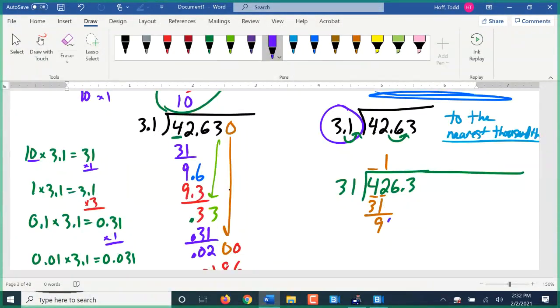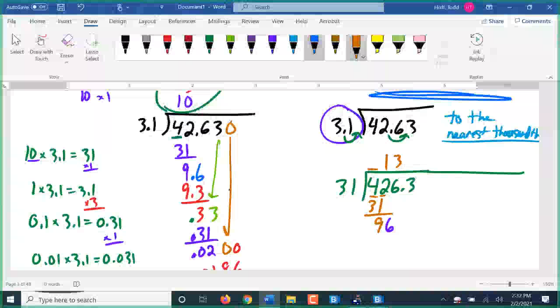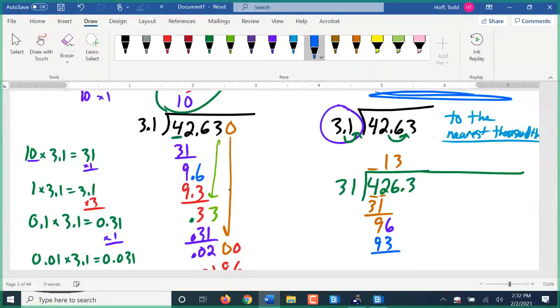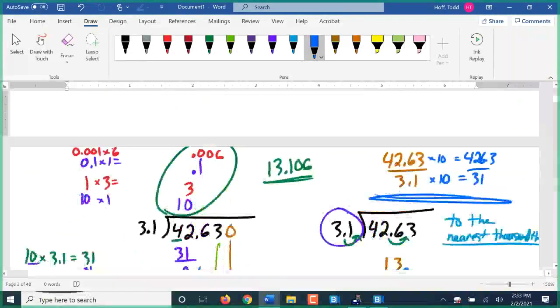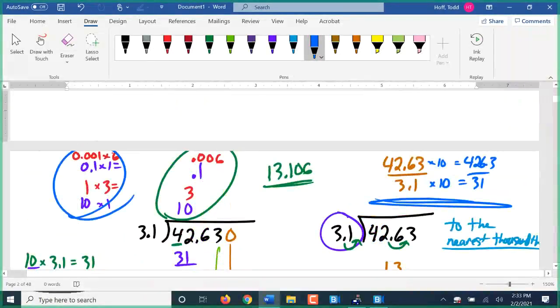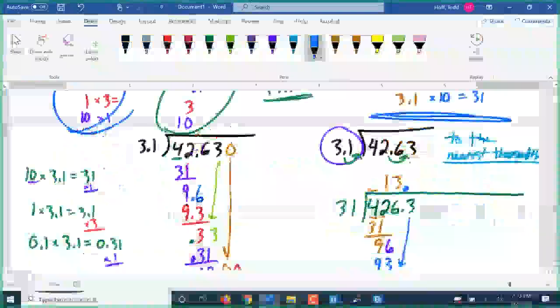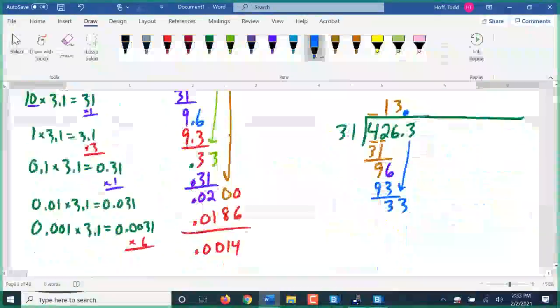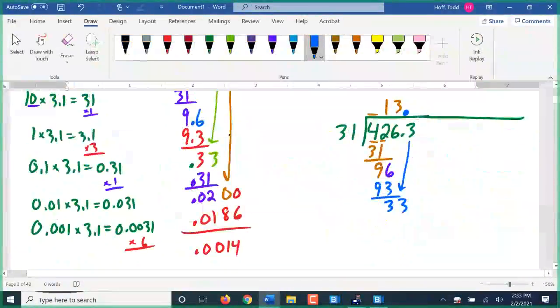Bring down the 6. 31 goes into 116 3 times. 3 times 31 is 93. We subtract, we've got 23. Now, before I can bring down the next digit, I'm crossing the decimal point, so I'm going to bring the decimal point up. Now I can bring down the 3. See, over here, because there's place values in these, we didn't have to worry about the decimal point. It worked itself out. Anyway, to keep it short, we have to keep track of the decimal point over here.